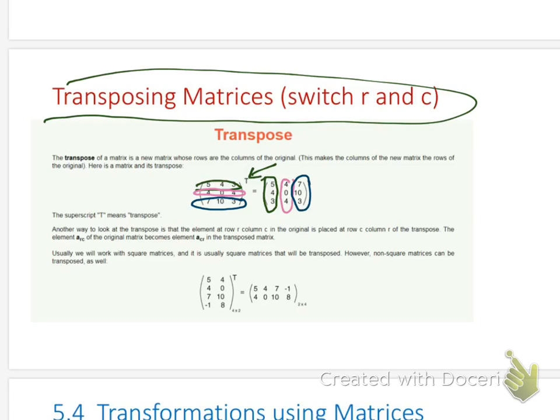Sometimes you have this kind of T, sometimes you have this kind of T, but the T always means transpose. In this situation we had a square matrix, which means that your rows and columns are the same. In this one, you have a 4 by 2. When you transpose it, it becomes a 2 by 4. All right, so just be comfortable with that.